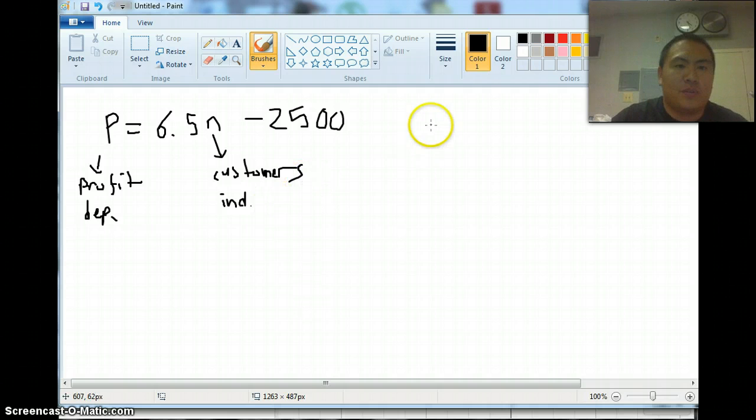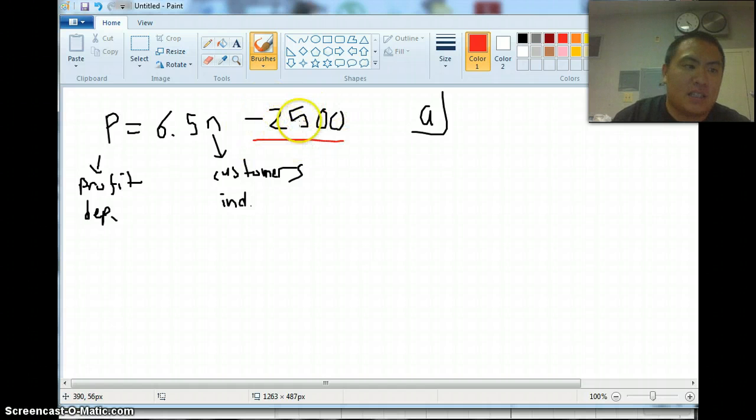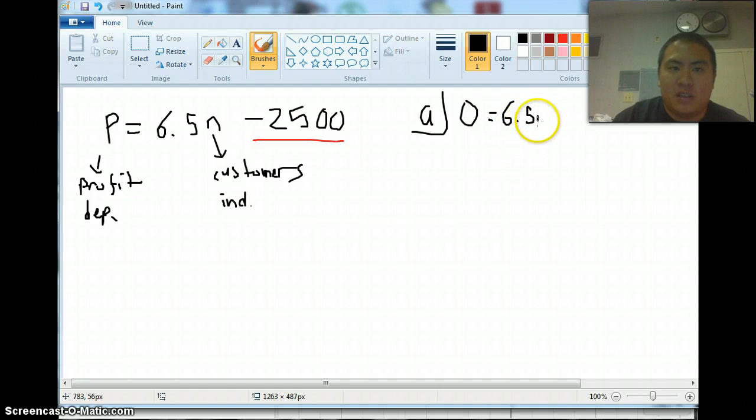Alright, so for the first one, for A, it says to find the break-even point for the business, you will need to find the value of N that produces a value of P equal to 0. Right? Break-even means that you don't make any profit. You make enough money to the point where you're not losing money. If we look at this equation, we see that we're losing money right here, and that's like the expense of paying for people and having electricity and water and etc. So to break even, we want to make P equal 0. So we're going to say 0 is equal to 6.5 N minus 2,500.